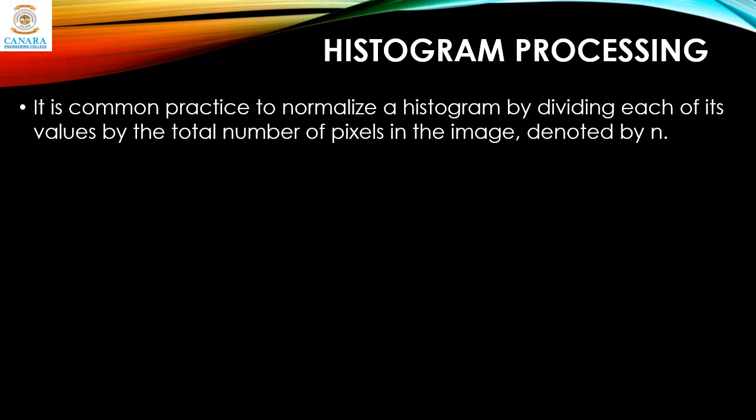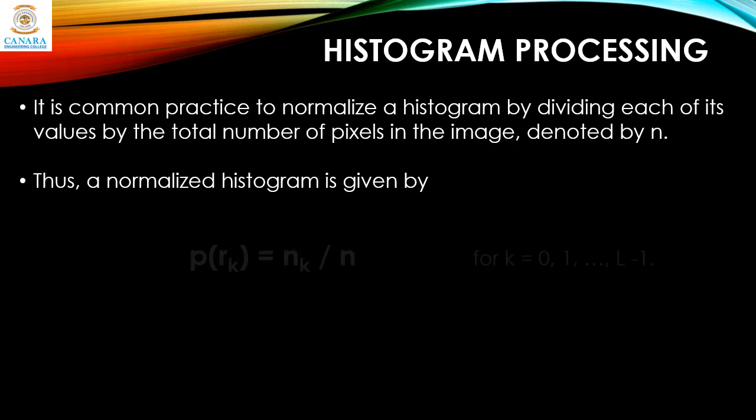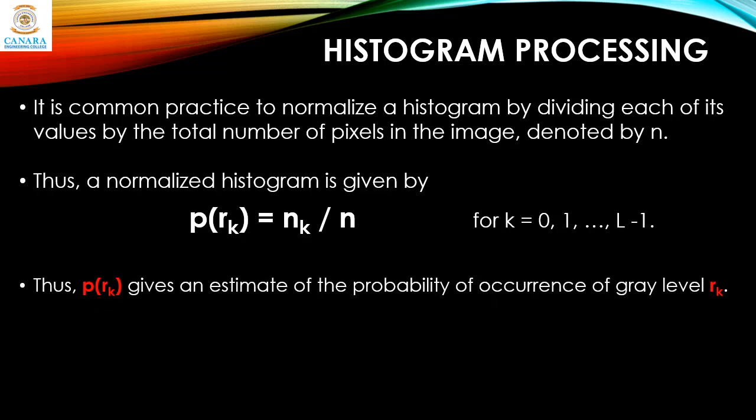It is common practice to normalize a histogram by dividing each of its values by the total number of pixels in the image, denoted by n. Thus, a normalized histogram is given by the equation p of rk equal to nk by n, for k varying from 0 to L minus 1. Thus, p of rk gives an estimate of the probability of occurrence of a gray level rk.